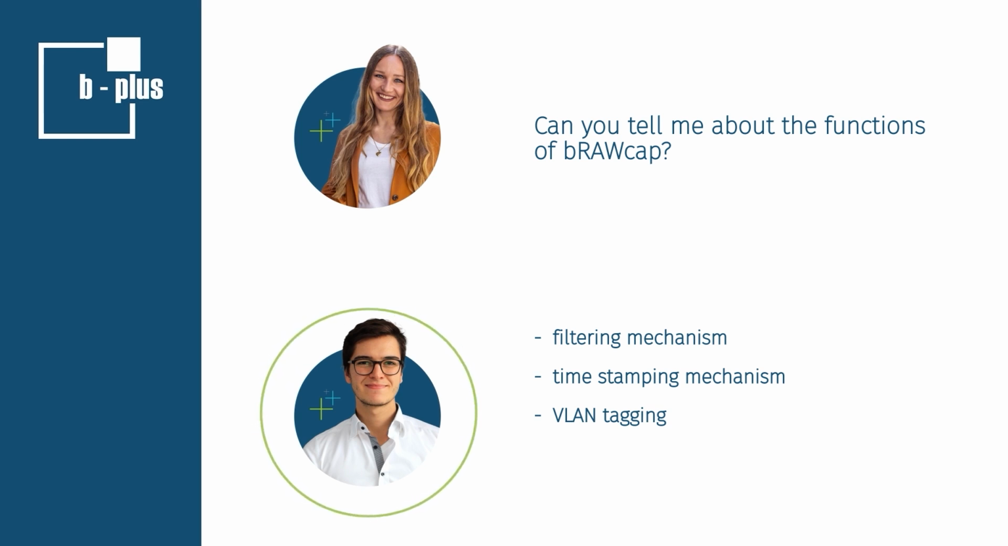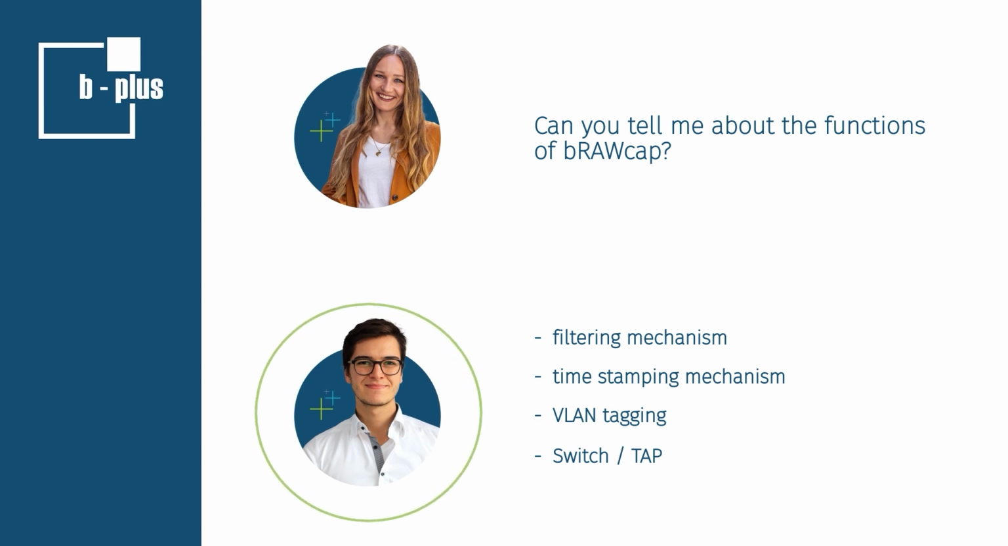To go on, bRAWcap also has a switch which can be compared to a test access point, which allows you to debug or to grab the information to your application and also forward it to other applications. But if you turn the switch off, only your application will see the data, which can reduce system load drastically. That's a feature for performance and throughput.